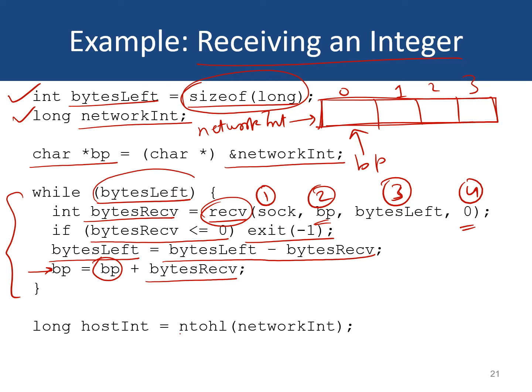Finally, when the bytes left reaches 0, we have retrieved the entire integer from the network and it is now stored inside this network int. Now recall, when this integer is retrieved from the network, it would be in the network byte order. So before we can start using it on the local machine, we need to convert it from the network byte order to the local host byte order. To do that, we use this network to host long function, and the host byte order format for the retrieved integer would be saved in this long host int. And this host int can now be used for operations in the local machine.